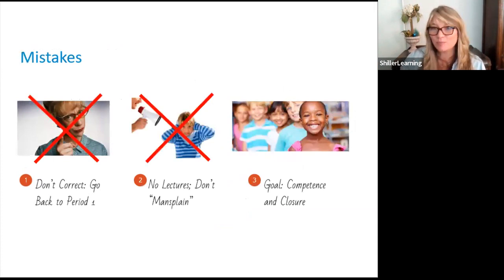Okay, now, what are some of the mistakes that happen? Oh, I'm sorry. That's the what could go wrong is the next slide there. So mistakes. How should we respond when our child makes a mistake? This is a really important thing.